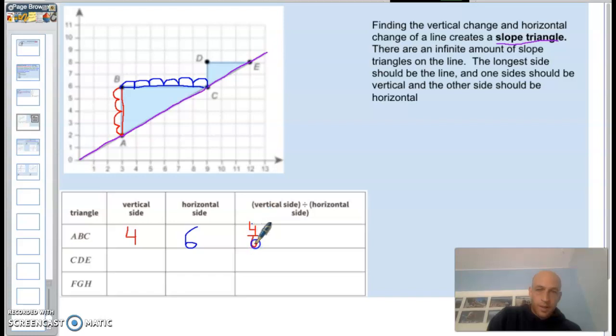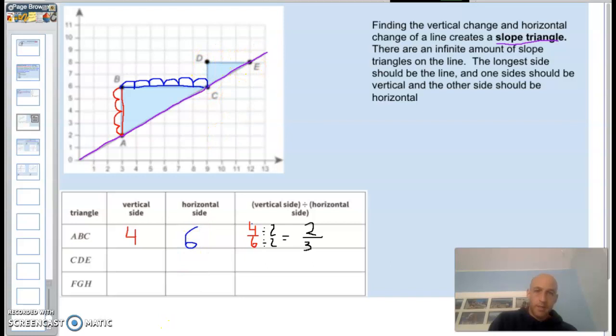over 6. Okay. And we are going to reduce that. So both 4 and 6 can be divided by 2. Okay. And this will give us the reduced form. 4 divided by 2 is 2. 6 divided by 2 is 3. And what you've done here is you've found the slope of the line. It is 2/3.